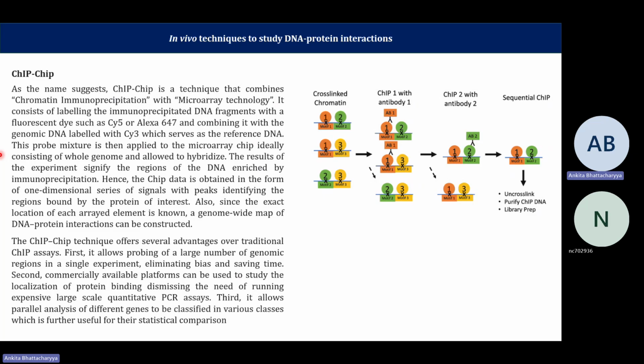Now, while the ChIP-chip technique offers several advantages over traditional ChIP assays, it is giving you a comprehensive view of a large number of genomic regions. In fact, almost the entire genome is represented in one single experiment. It is eliminating bias, and it is saving you time. Secondly, it gives you the ability to study the localization of protein binding, dismissing the need of running PCR assays as well. Third, it allows for parallel analysis of different genes to be classified in different classes, which is also good for statistical comparisons.